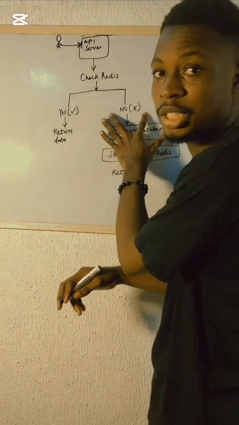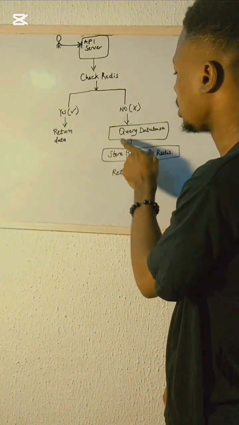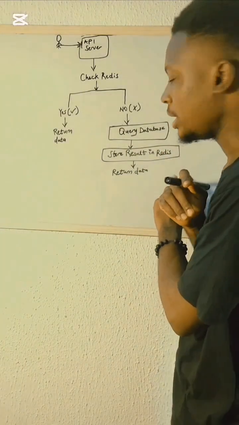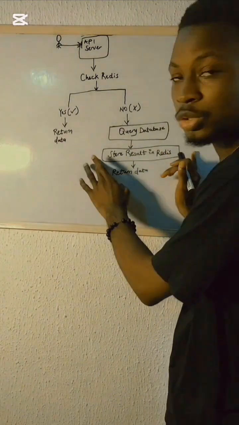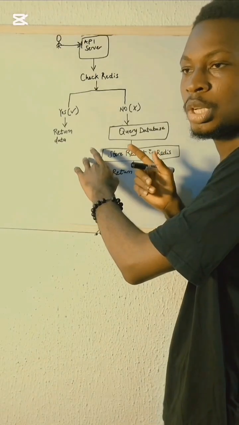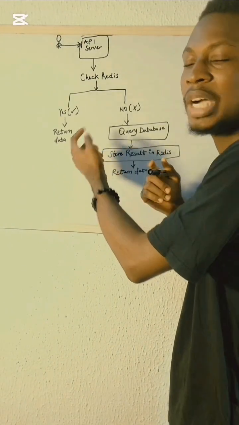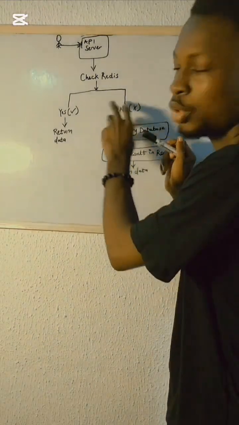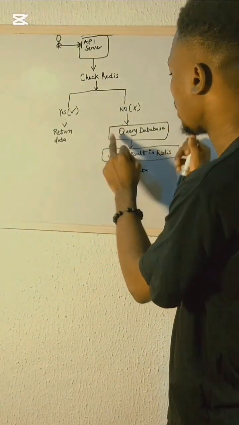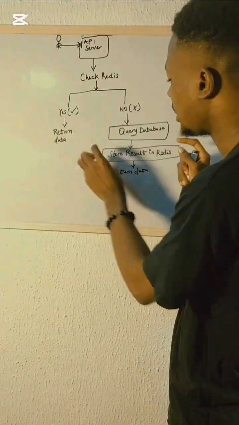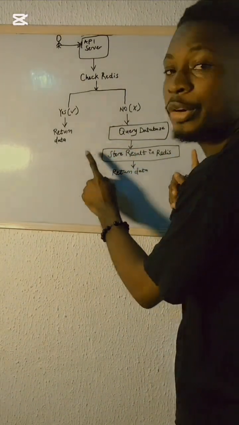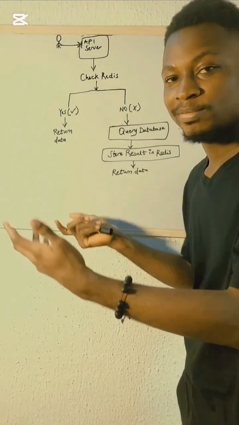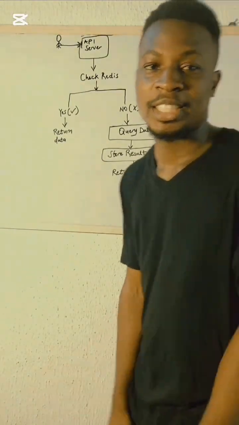If it has not been cached, it queries the database, and after querying the database, it stores the result in Redis for future purposes. Let's say two minutes later you come back for the same request. It won't come to the database anymore. It just returns you the data from here. So after querying the database, it stores that data in our Redis database and returns you the data. That's how easy caching actually is.